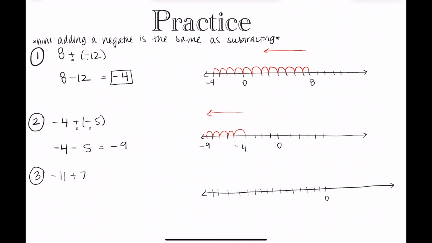So once we do that, we know that we are adding here, and when we add, we move to the right. So I will label that for us. And we will be moving right 7 units. So we'll start at our negative 11, we'll move right 7 units. And when we do that, we end up with negative 4 for our answer for number 3.